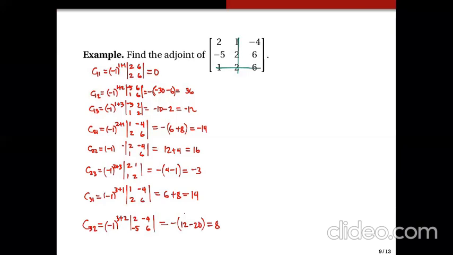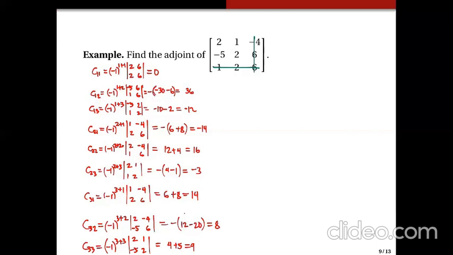And finally, the last entry here, we have C33. This is equal to negative 1 raised to 3 plus 3 times the determinant of the matrix obtained by removing the third row and the third column. So here we will have 2, 1, negative 5, 2, and negative 1 raised to 3 plus 3 is positive 1. And then we will have 4 minus negative 5. So 4 plus 5, this is equal to 9. I think I forgot to write the 2 plus 2 in here, but anyway, it's still the same there.